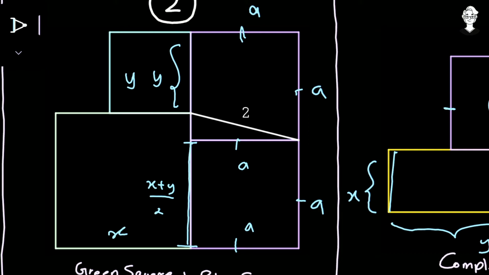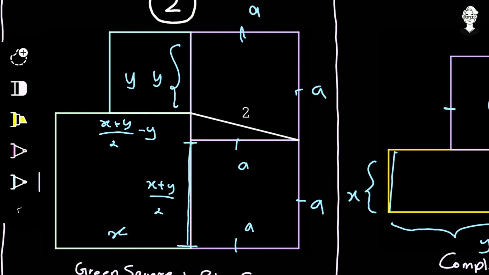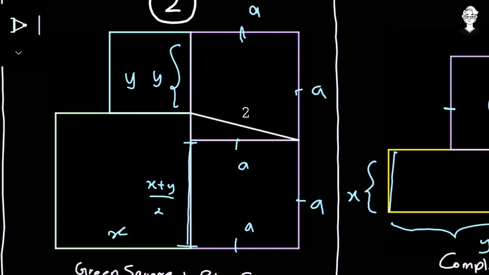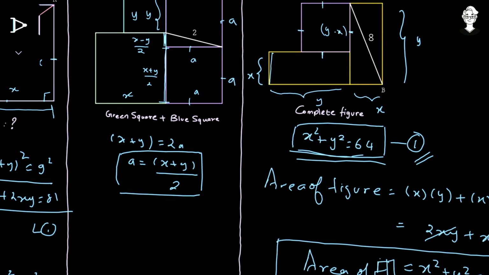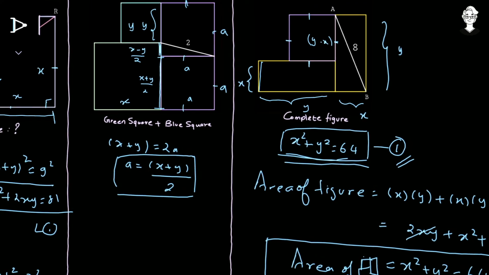The longer one has a length of (x plus y) upon 2, and the shorter one has a length equal to y, so we just have to subtract. So (x plus y) upon 2 minus y gives me (x minus y) upon 2. So (x minus y) upon 2 is the length of this. Now the second step is that we have to make that line segment in terms of x and y, meaning whatever variables we have considered.